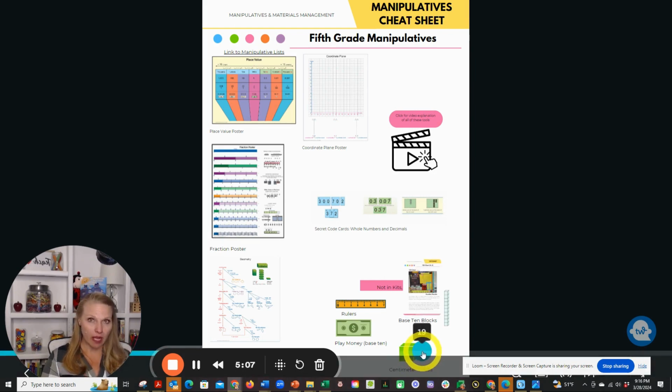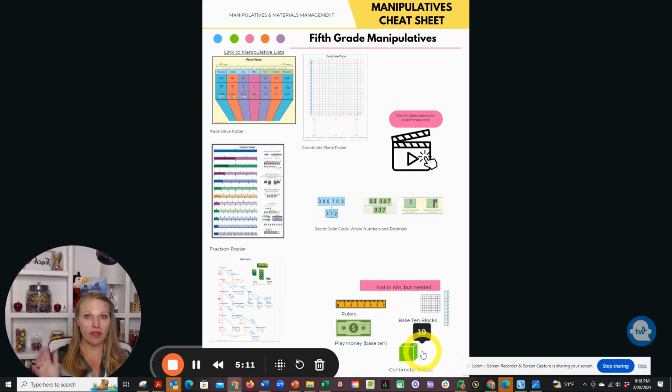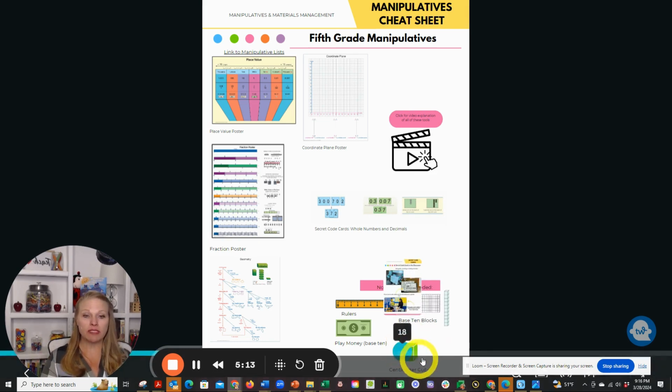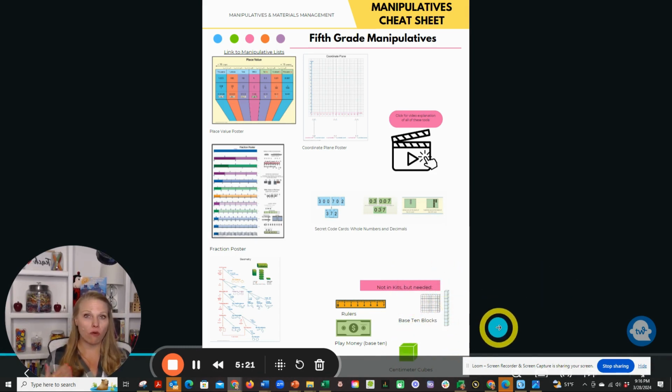Centimeter cubes will be very helpful to you in your unit 8 geometry as students build nets and they have to fill up the nets with unit cubes, and you specifically need these centimeter cubes to do that. So I suggest you just get them from your place value kit and or you find them from a 3rd or 4th grade teacher, even a 2nd grade teacher.